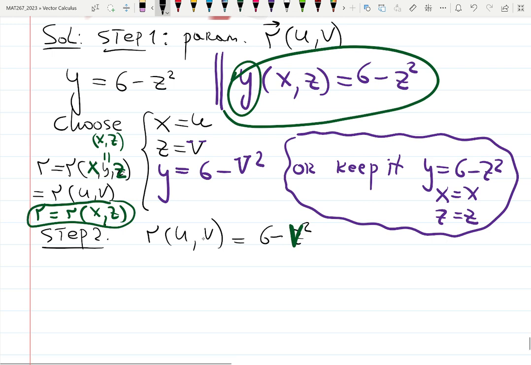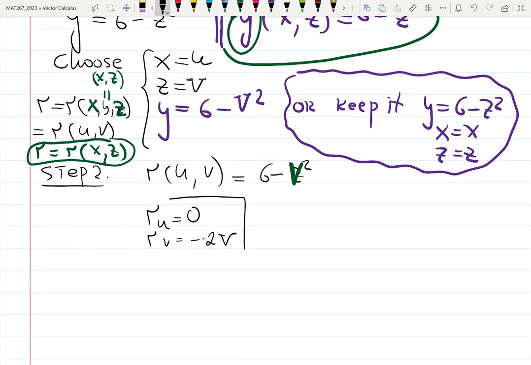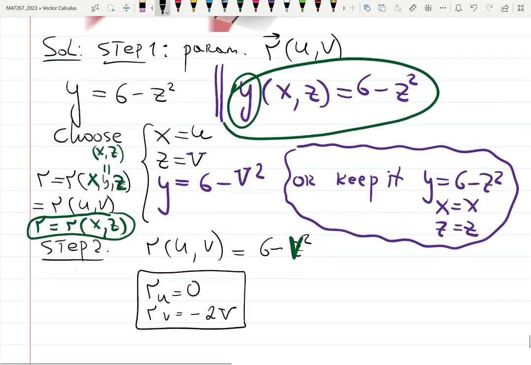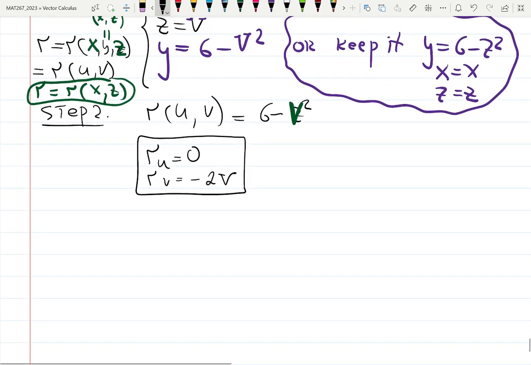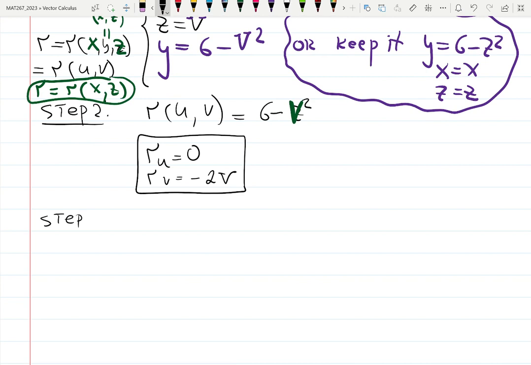Let's find r with respect to u, which is 0. R with respect to v is minus 2v, or minus 2z. You can have it this way as well. Put it in the box we need. Now you have 2 rows. Step 2 is done. We found the derivatives. We have 2 rows to choose from.